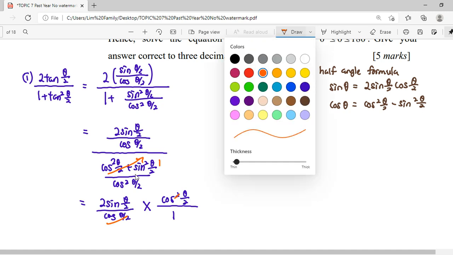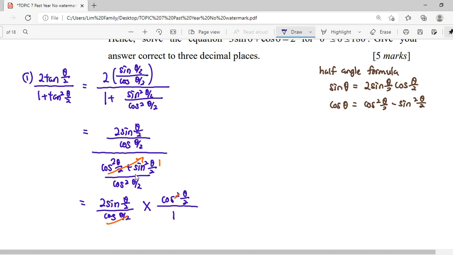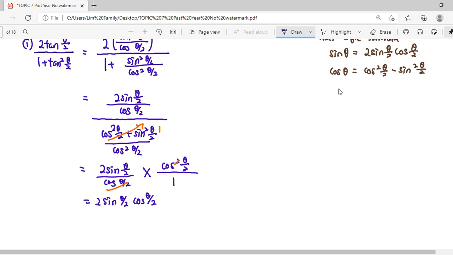So when we multiply in, we get 2 sine half angle cos half angle. So what is our 2 sine half angle cos half angle? It will equal to sine theta. So this is how we prove our question. Proven.